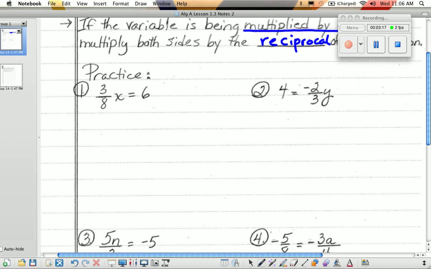That's a fraction. Yesterday, when the variable was being multiplied by something, to undo that we divided by it. Today, when the variable is being multiplied by a fraction, we're not going to divide and we're not going to use our calculators. We're going to multiply both sides by the reciprocal of the number that x is being multiplied by. What's the reciprocal of 3/8? 8/3.